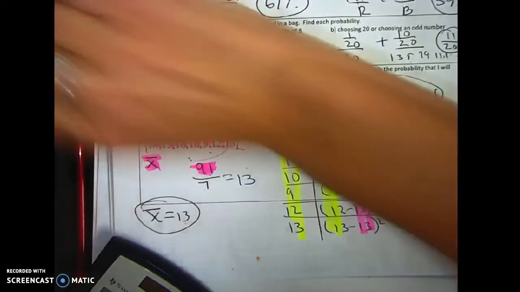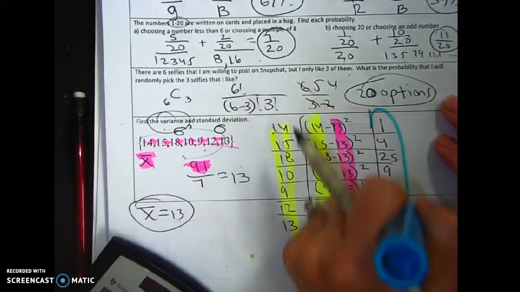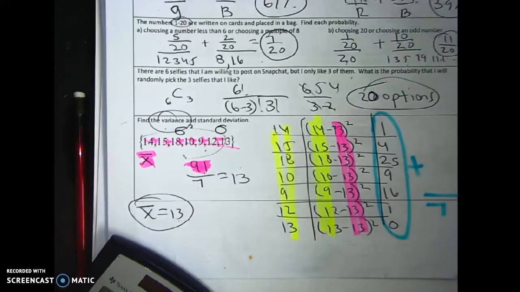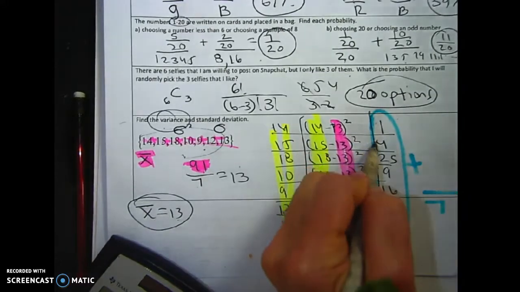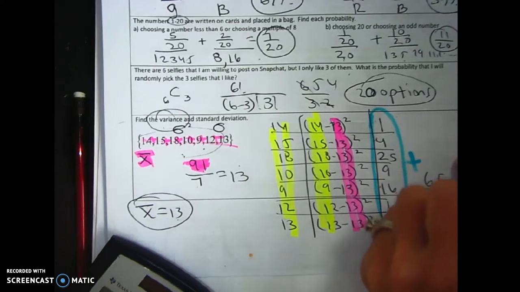So now I found the average of these original numbers. Now I'm going to find the average of the differences between those numbers. So I'm going to add all those up and divide by 7. So 1 plus 4, 5, 30, 39, 49, 55, 65.